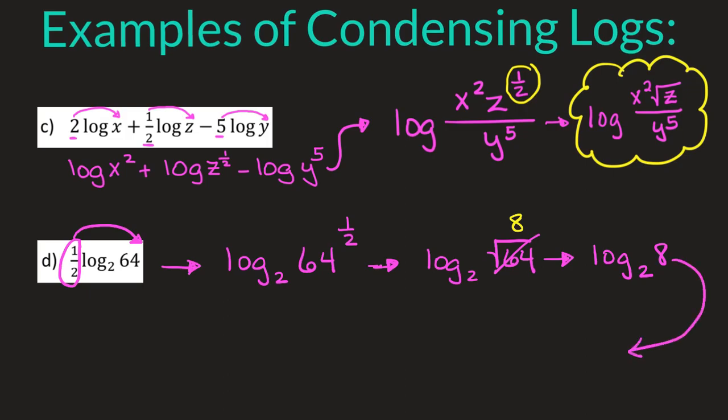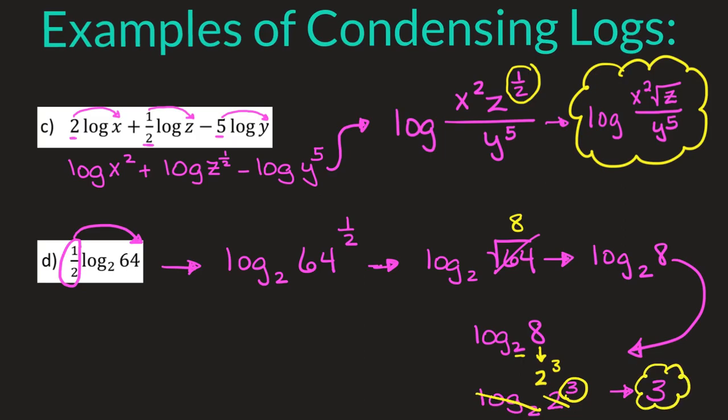So I'm going to bring this down here so we can see it. We have log base 2 of 8. Can we take this 8 and rewrite it so it has the same base as the 2? We would have what? 2 to the 3rd power. And that would give us log base 2 of 2 to the third power, and the log base 2 and 2 would go away, leaving us with just the 3. And so our final answer is 3. And that would be our simplified or our condensed log.